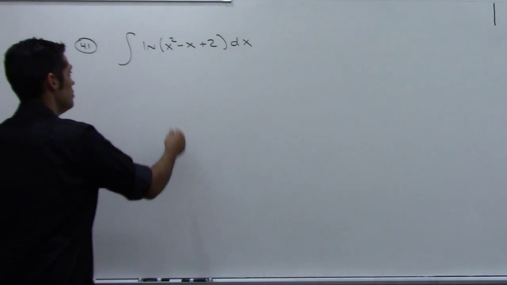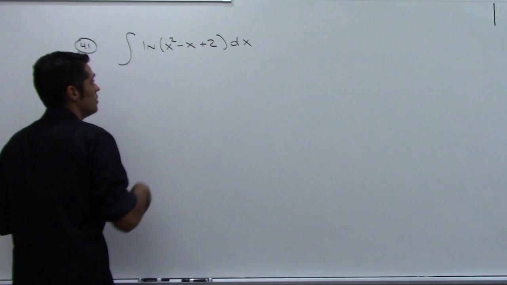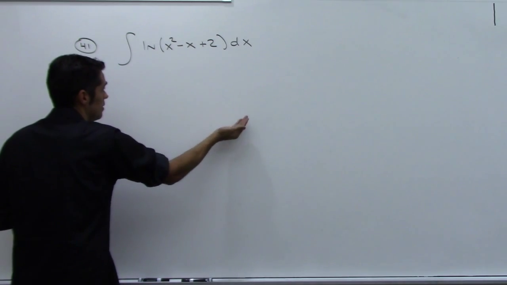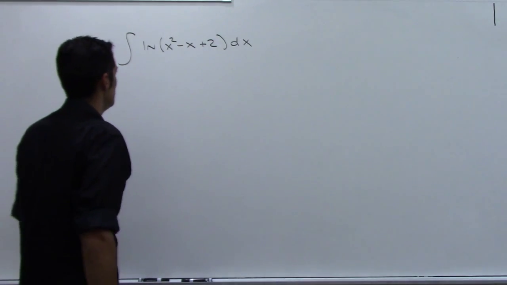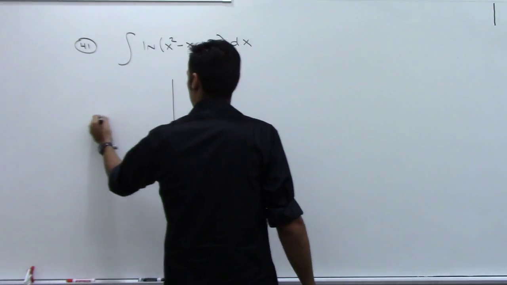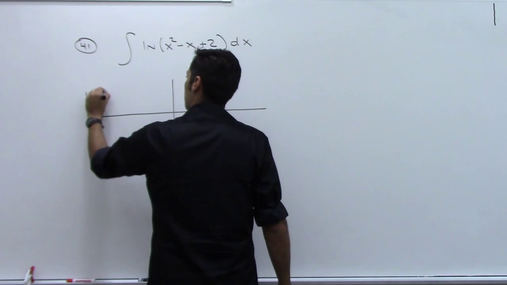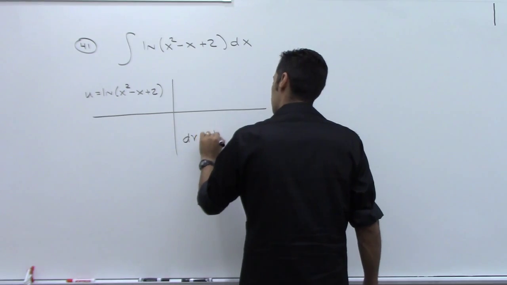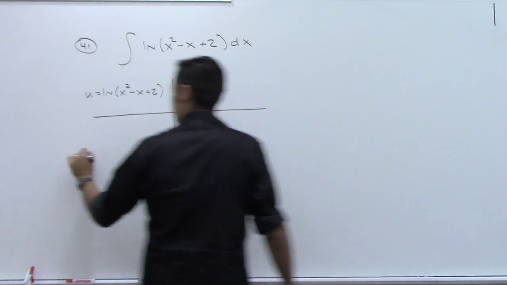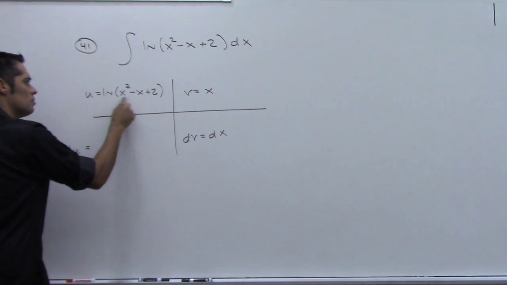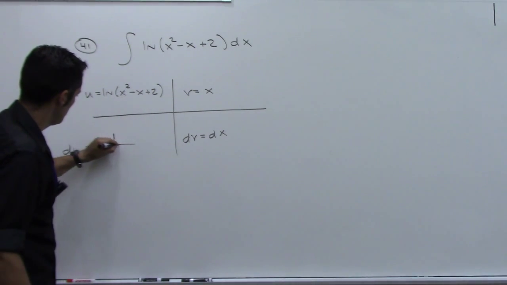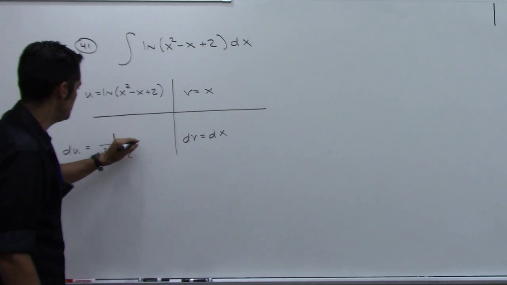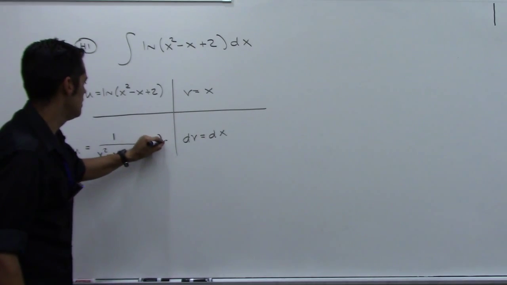If we did that, we would have to choose a u and a dv to do our ultraviolet minus voodoo. So I would probably let this whole thing be u, and then dv would be dx, and so you integrate up. And I think that's what's going to happen here. I'm going to try integration by parts. I'm going to let u be natural log of x squared minus x plus 2. I'm going to let dv be dx, and that means v is x, and that means du is the derivative of the natural log of something, which is 1 over that something, times the derivative of what's in here, which is 2x minus 1 dx.